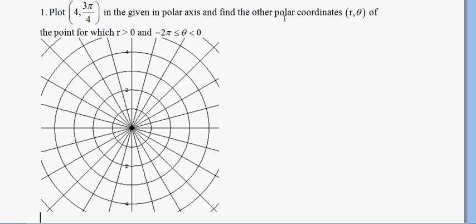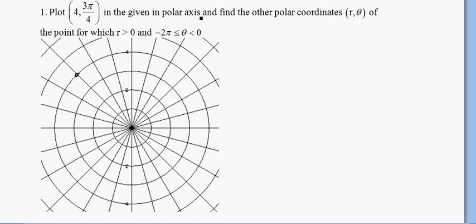So here we have the point (4, 3π/4). That puts me over into the second quadrant with a radius of 4. The π/4 angle is the one that's right in the middle. So that's going to be this point right here.